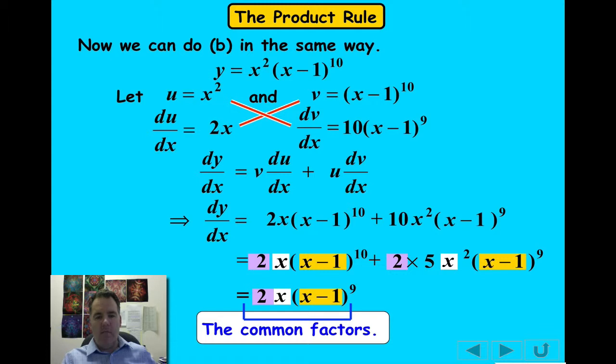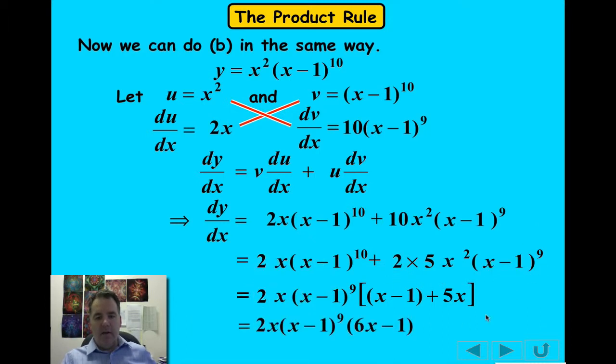That times x minus 1 will give us the first term. So all of that there times by x minus 1 will give us that term. And all of this here times by 5x will give us this term here. Now this second bracket simplifies nicely to give that.